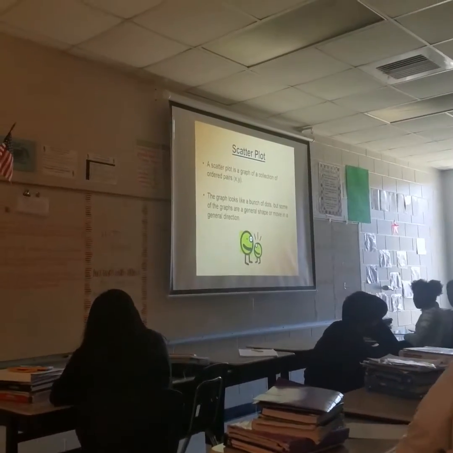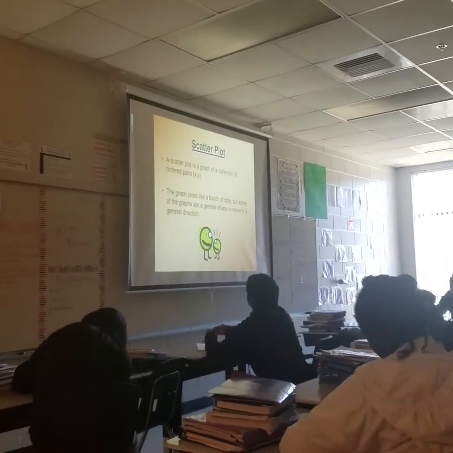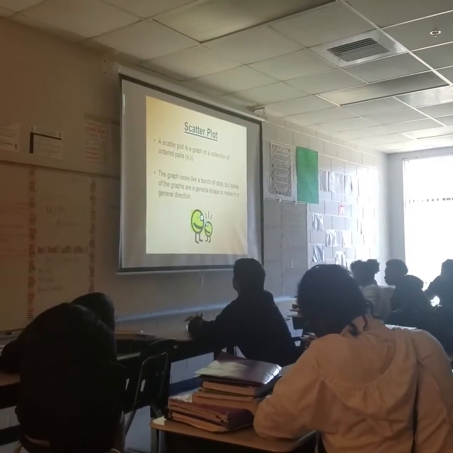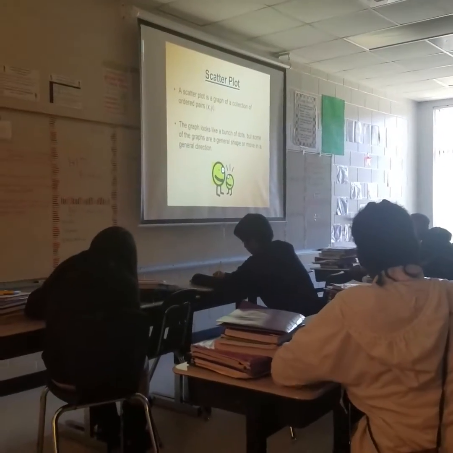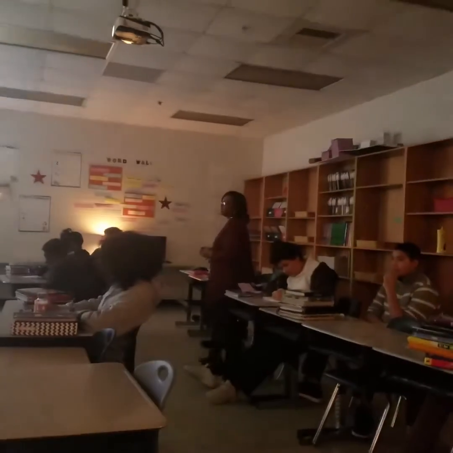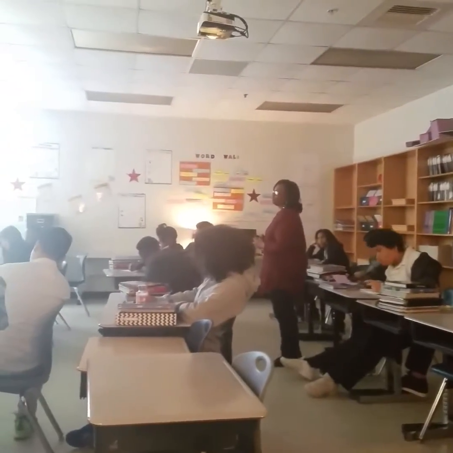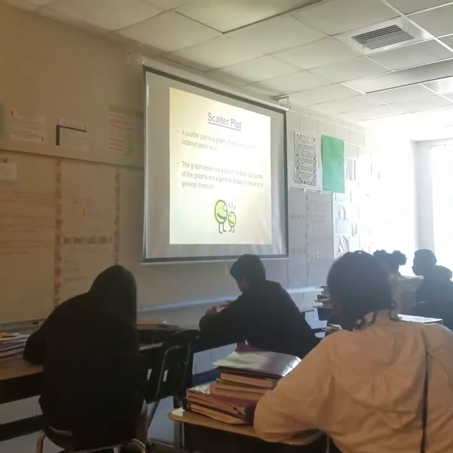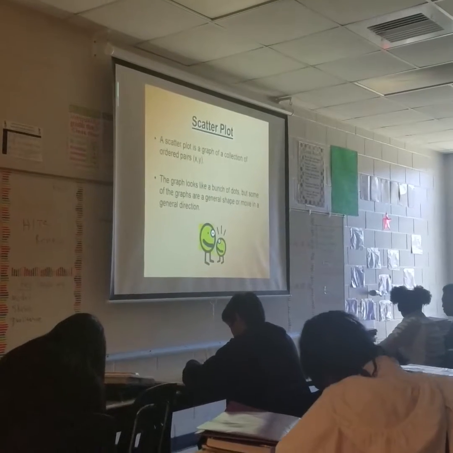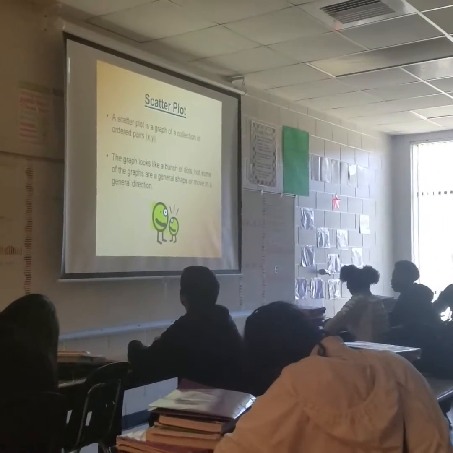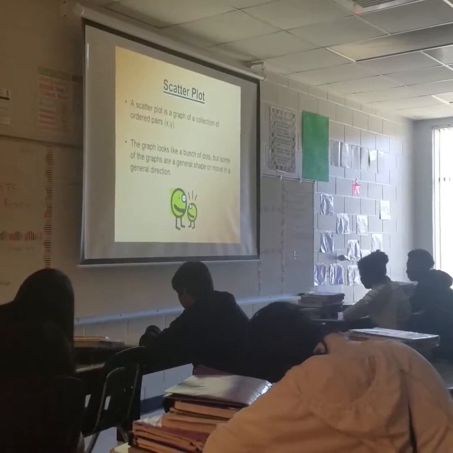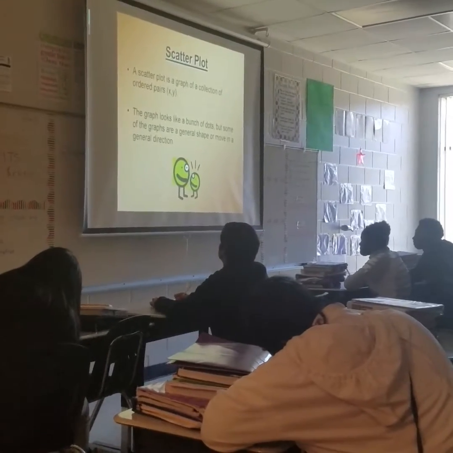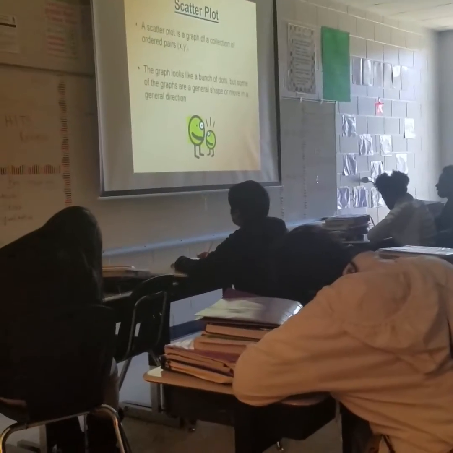So a scatter plot is a graphical collection of ordered pairs. So we've been talking about your ordered pairs and your coordinate planes. So a scatter plot is going to represent that graph of a collection of ordered pairs. This graph is going to look like a bunch of dots, but some of the graph is going to be a general shape, or some may move in a general direction. Okay, so write down that key vocabulary for a scatter plot, just the first little bullet there in your notes.